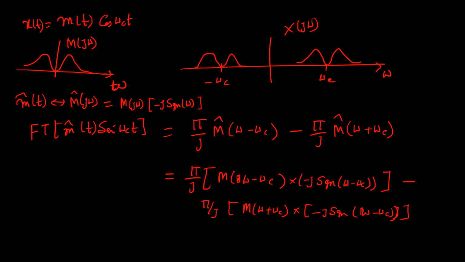So sine of omega minus omega c, how does it look? So that is sine omega c, is this one. Okay, and minus j sine omega c. So this is when it is shifted at omega c, you will see these things here. This side is positive 1 and this side is negative 1, and that is your signum function at omega minus omega c.